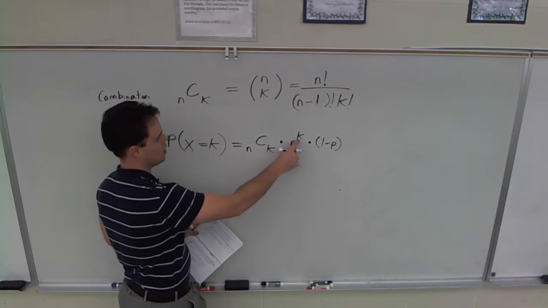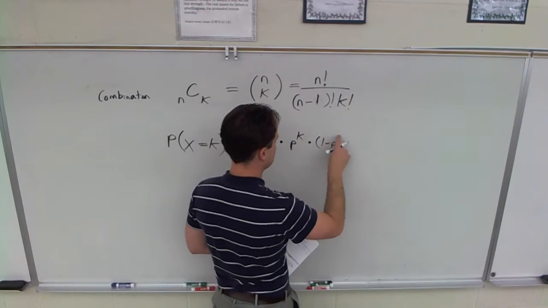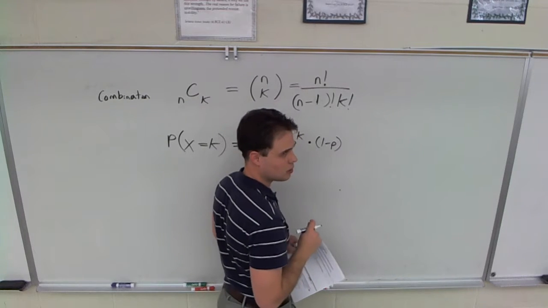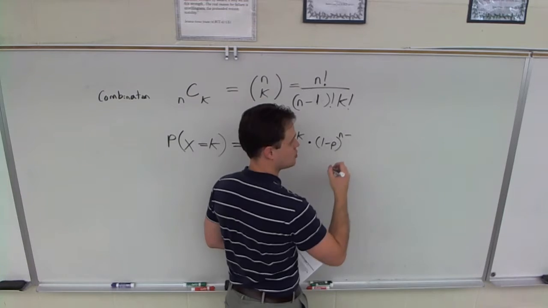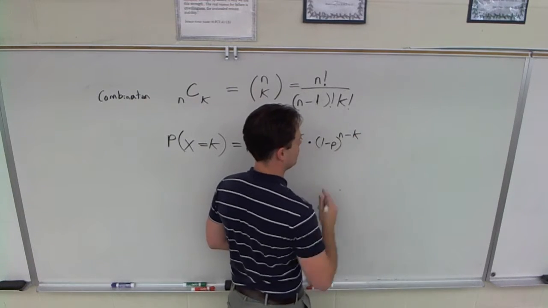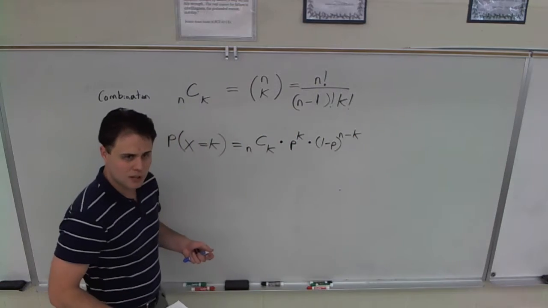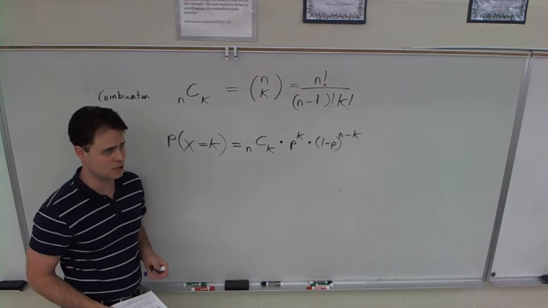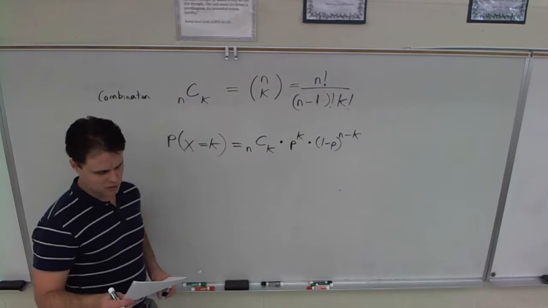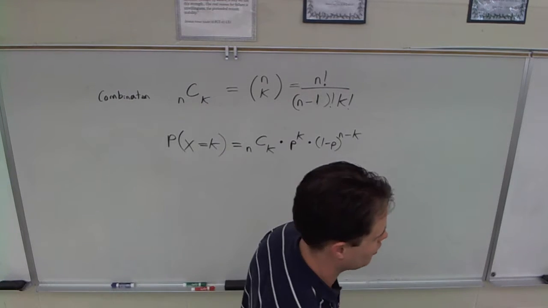So if this is k, these two things together have to add up to n. So it's going to be n minus k. Now that's the general way to do it. It's a kind of intimidating looking thing, but it's very easy to use, so don't let it intimidate you. Okay? So let's do it for the problem from a second ago.